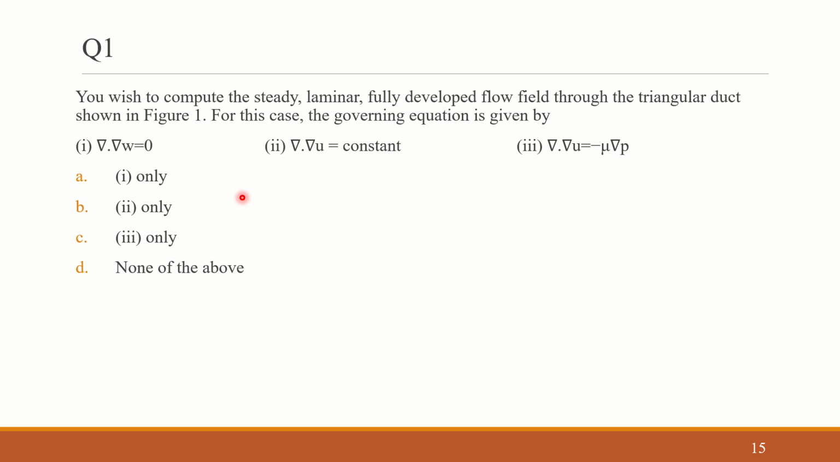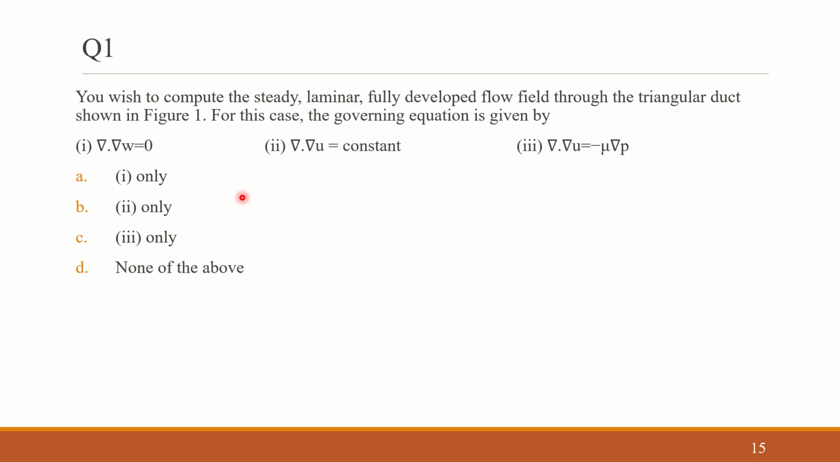So I'll read out the question again. We are computing for the triangular duct. If we remember the triangular duct, it is a simple triangular duct, and I guess it is in the xy plane, and therefore I guess the flow is in the z direction. So it is a steady laminar fully developed flow through the triangular duct.